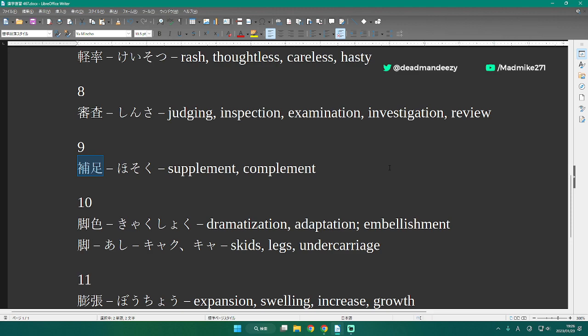Hosoku is a supplement or complement. A supplement or a complement that you take with you on your legs. Hosoku is a supplement or complement to what you are already carrying.